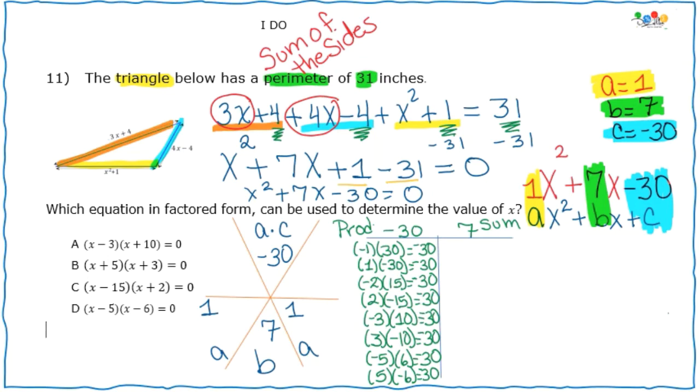Let's go to the sum. Okay, so I'm going to start with negative 1 plus 30. What do I get? Positive 29. Yes. Then 1 plus negative 30. Well, it just turns the negative sign, right? Still 29. Next one, it's negative 2 plus 15 gives me a positive 13. Next one, it's 2 plus negative 15 gives me a negative 13.